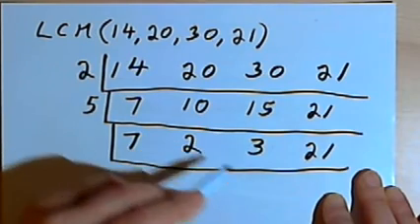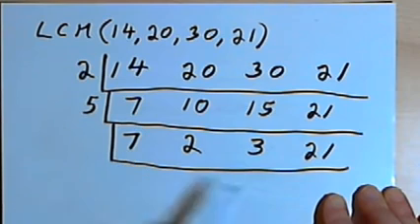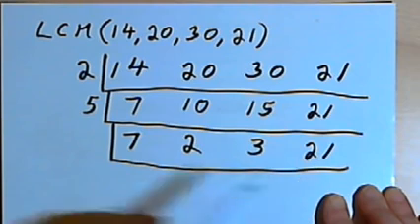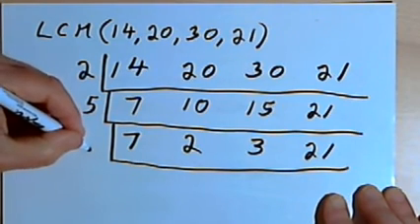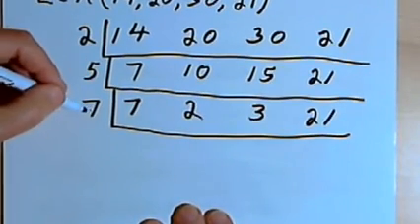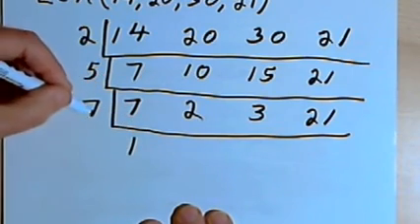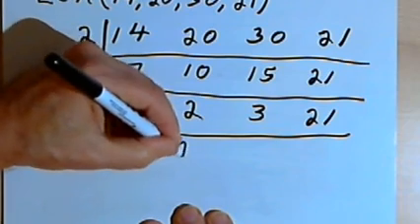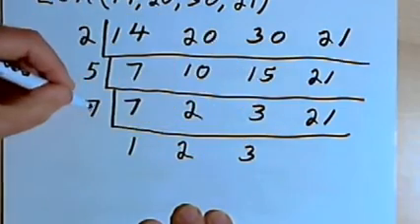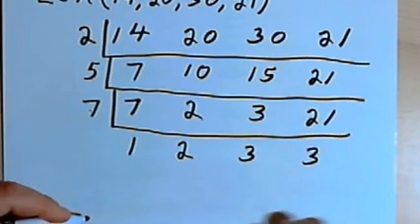We've got 7, 2, 3, and 21. 21 is a composite number, so I have to keep going. And I could divide 21 by 7 or 3. I'll go for the 7. It doesn't matter which I use. So I'm dividing by 7. I'll write 7 to the left of the box, and I'll start my dividing. 7 goes into 7 one time, so I'll write the 1. 7 doesn't divide the 2, so I'll bring down the 2. It doesn't divide the 3, so I'll bring down the 3. It divides into 21 3 times, so I'll write a 3 underneath that 21.